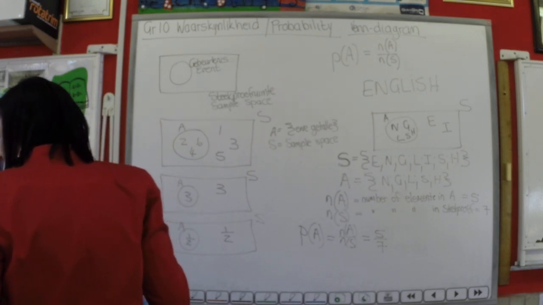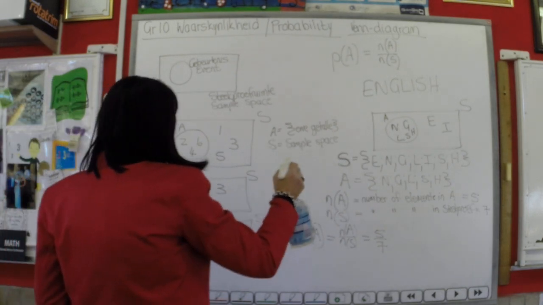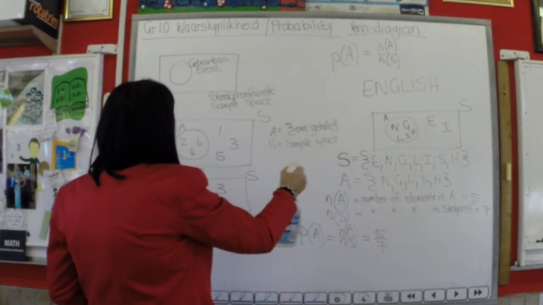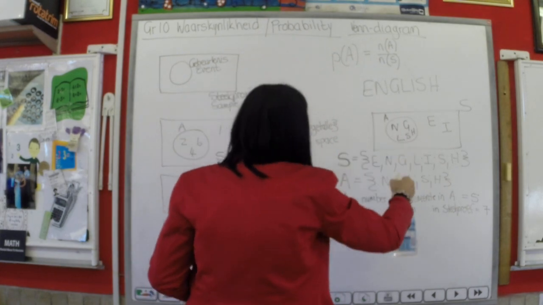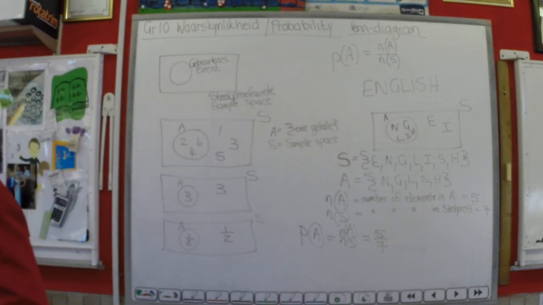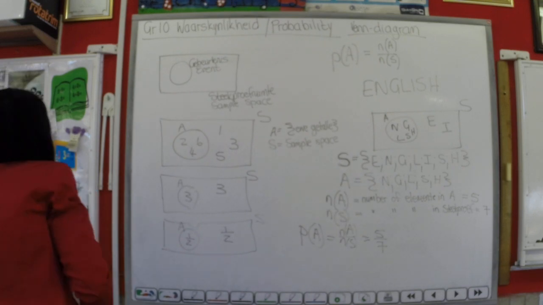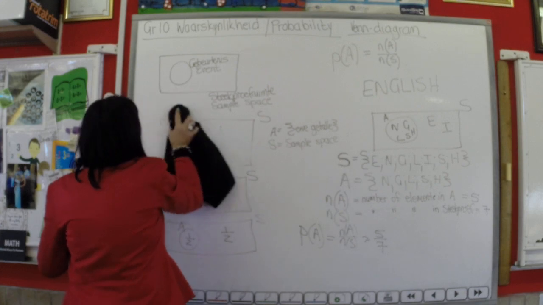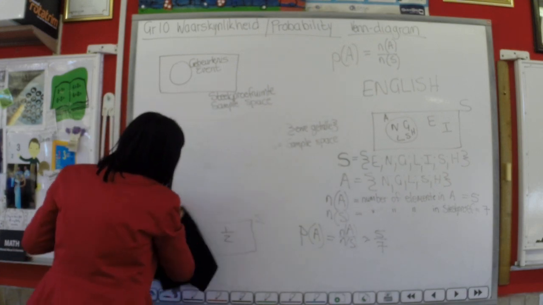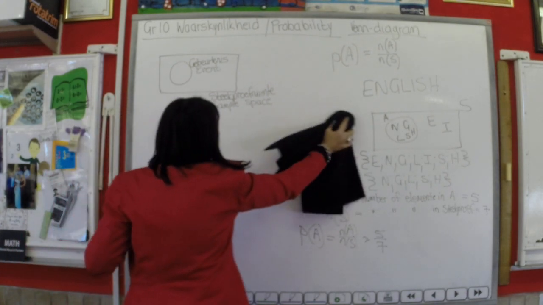Ons kyk na ons volgende voorbeeld waar ek 'n 12-kantige dodekaedriese dobbelsteen rol. Okay, this is interesting. It's a 12-sided dodecahedral die is rolled and the following events are defined. 12-kantige dodekaedriese dobbelsteen. Very good.